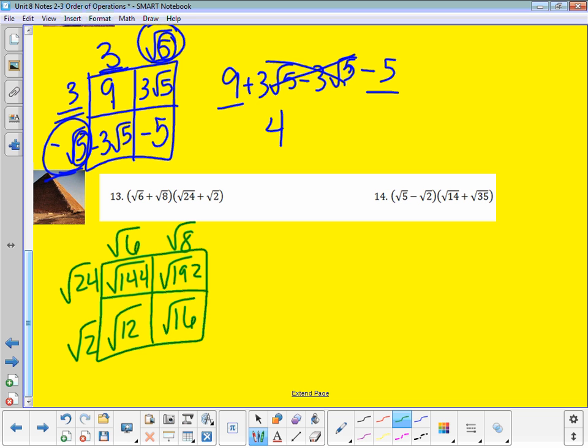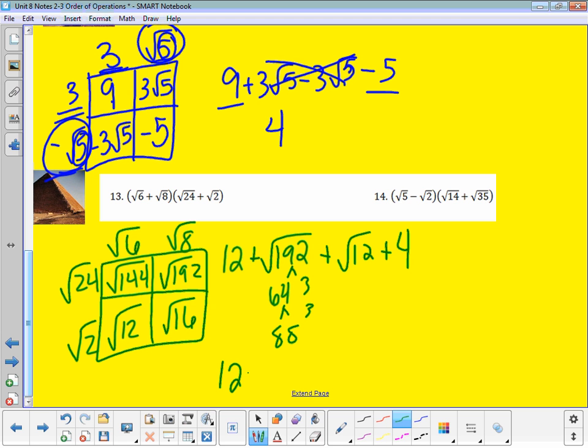Well, first of all, the square root of 144 just gives me 12. So we have the square root of 192, the square root of 12, and the square root of 16 is actually just 4. Okay, so we can go ahead and write that. So the next thing I need to do is simplify 192, which I'm just going to do very quickly here. So then you end up getting 12 plus 8 times the square root of 3. Here you get 4 and 3. And you get plus 2 square root of 3 plus 4.